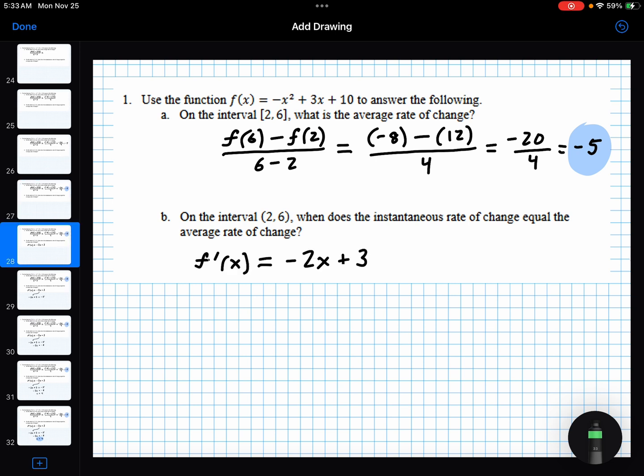So f prime of x is going to equal negative 2x plus 3. Right? There's going to be some x value on that interval, we'll call it c, where the derivative or the slope of the tangent line is equal to the average rate of change or the slope of the secant line. That's the negative 5. So I'm just solving this equation, and I wind up with c equals 4.